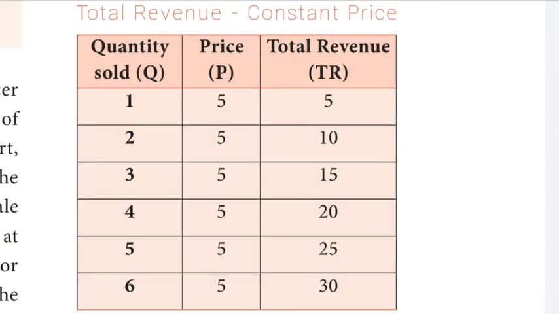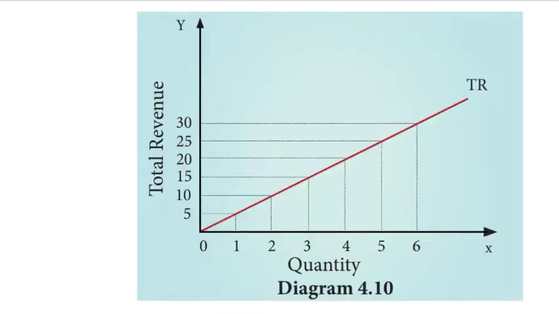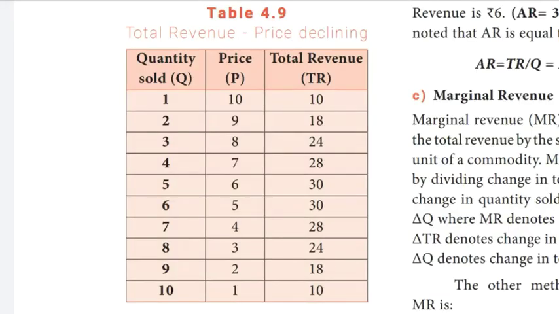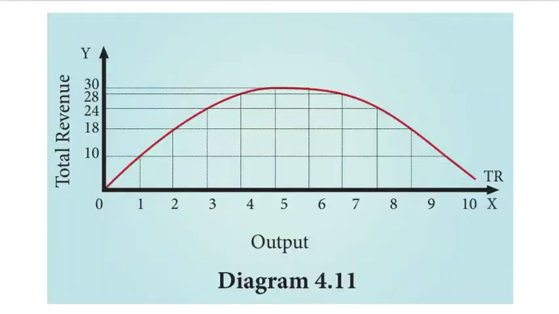When price is constant, the behavior of the total revenue is shown in table 4.8 and diagram 4.10. Assuming P = 5, total revenue is equal to P × Q. When price is declining with increase in the quantity sold, the behavior of total revenue is shown in table 4.9 and diagram 4.11.